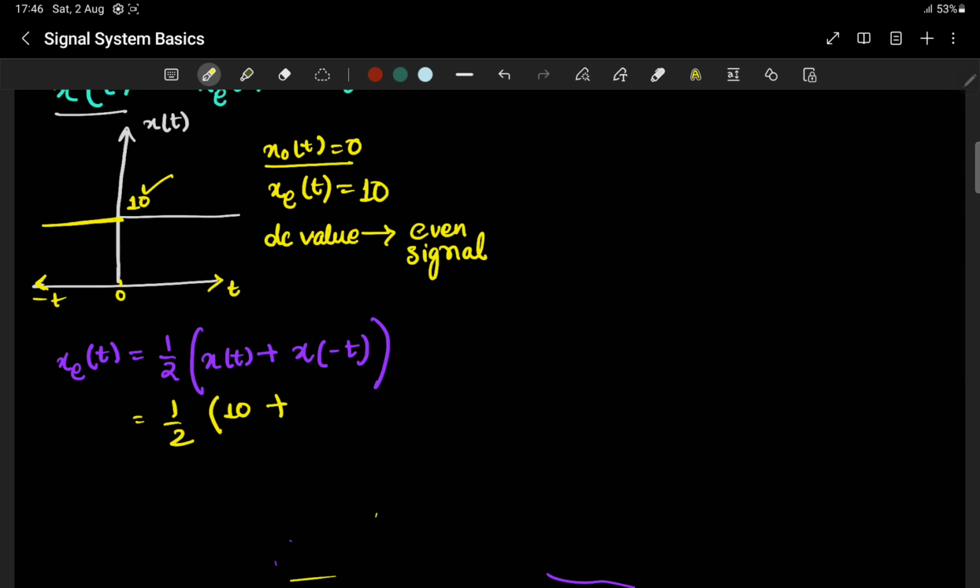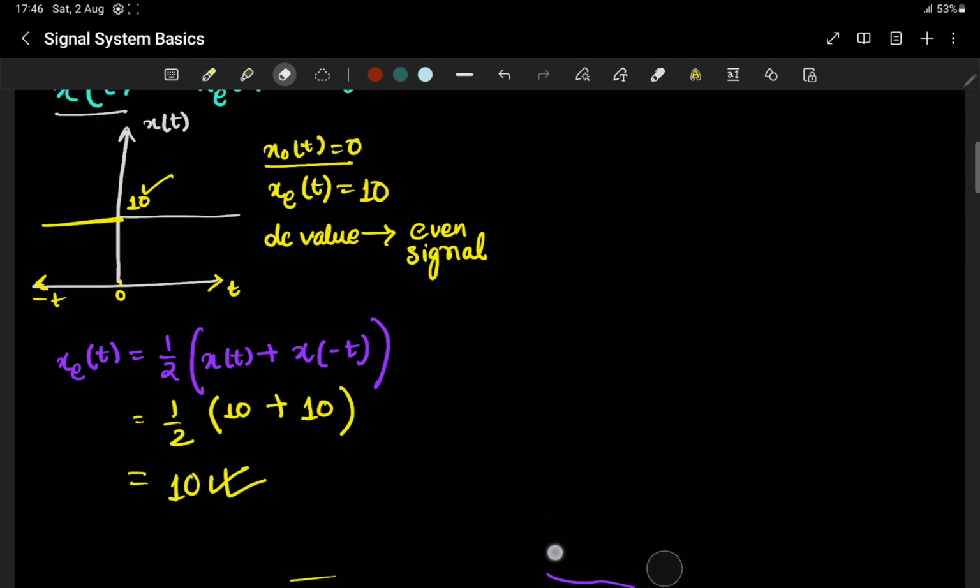You do the time reversal. After doing time reversal, does the sign get changed? This is the even signal. No, right? So you will put it over what? 10. So 10 plus 10 is going to be 20. 20 divided by 2 is going to be 10, which is equals to nothing but the even signal. I hope this is clear and proven.